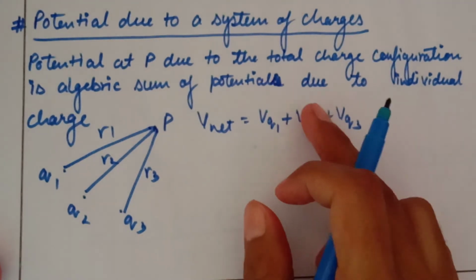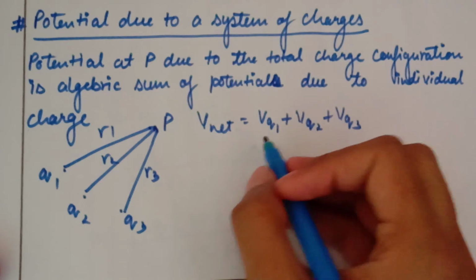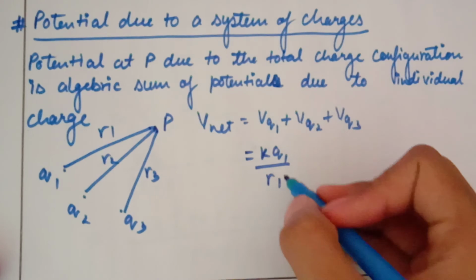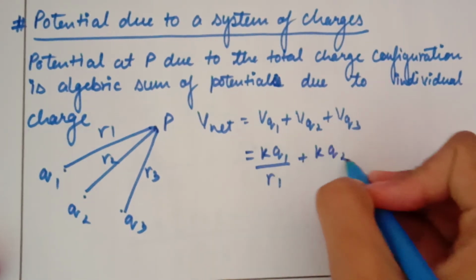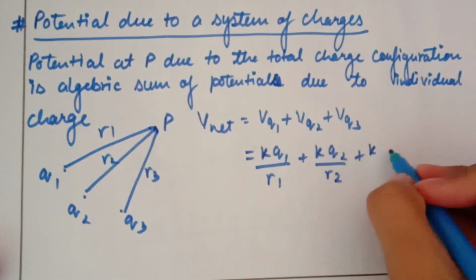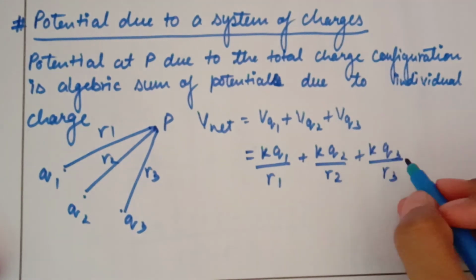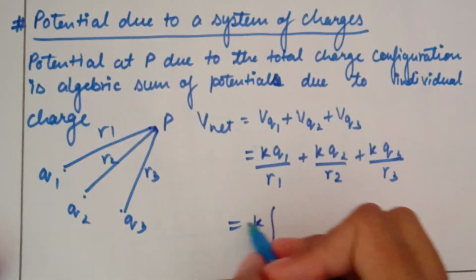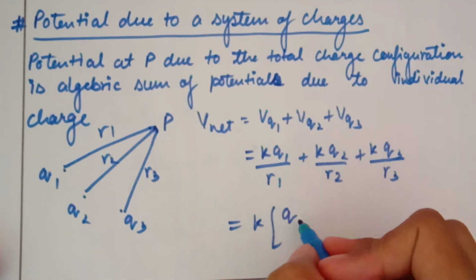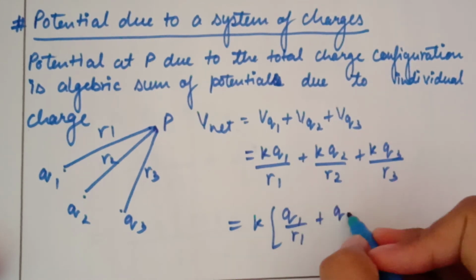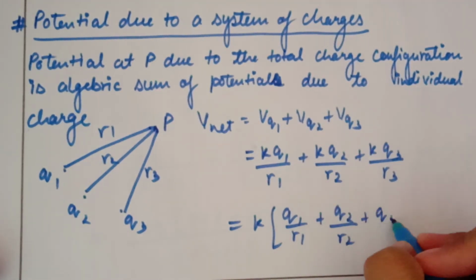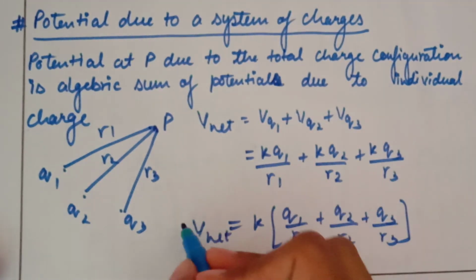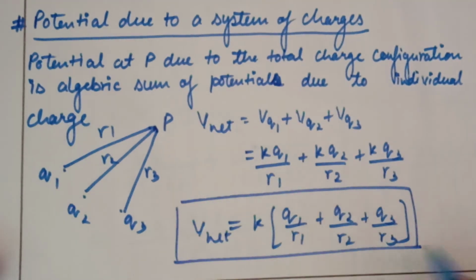So as you know, for a point charge, V is equal to kQ divided by R. So I can write kQ1 divided by R1 in place of V due to Q1, and kQ2 divided by R2 in place of V due to Q2, and kQ3 divided by R3 in place of V due to Q3. So I am left with k times Q1 divided by R1 plus Q2 divided by R2 plus Q3 divided by R3. So V net is just the algebraic sum of all the potentials.